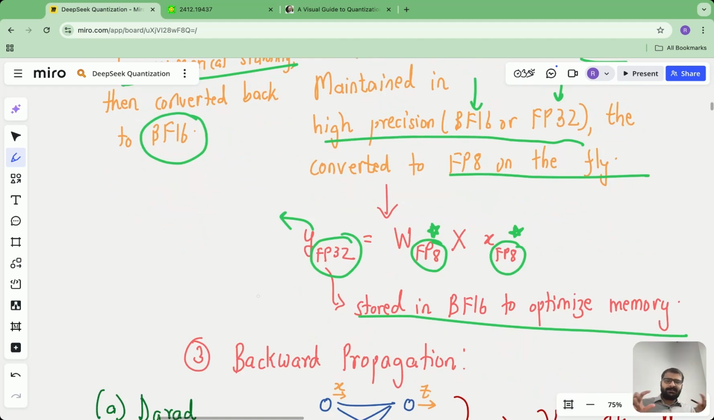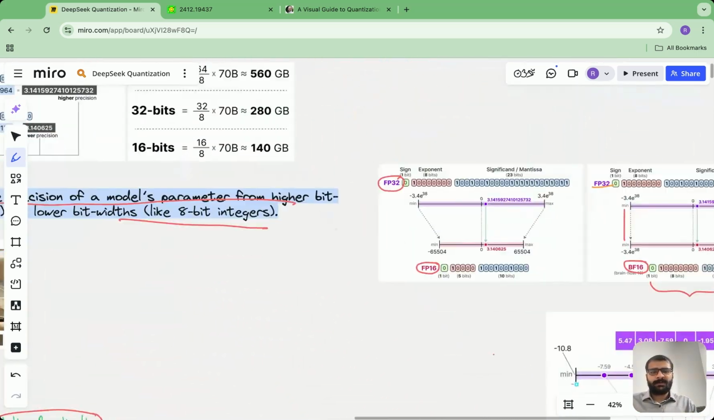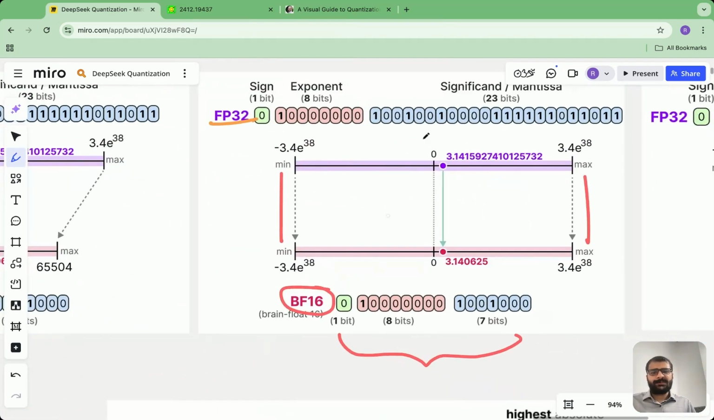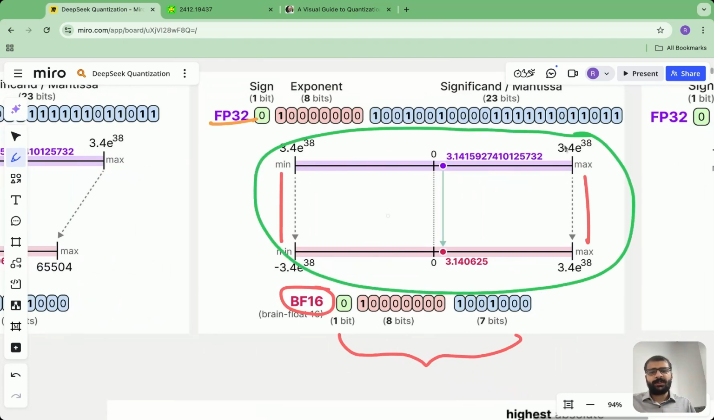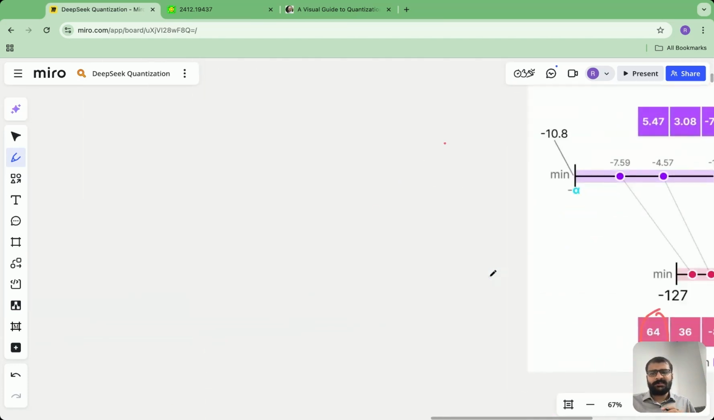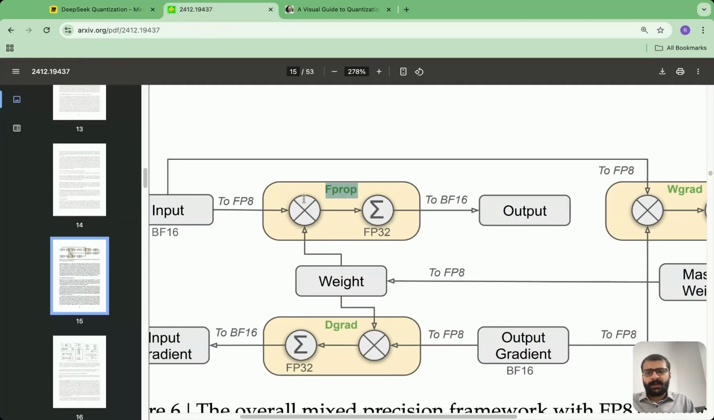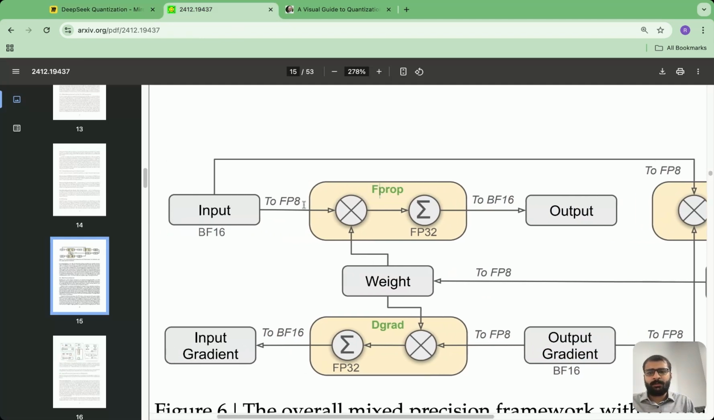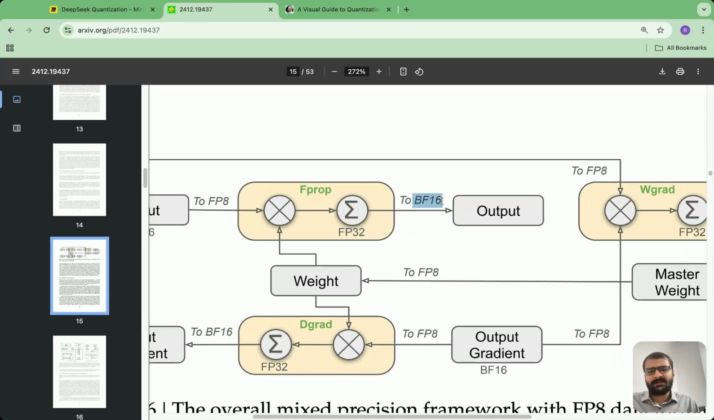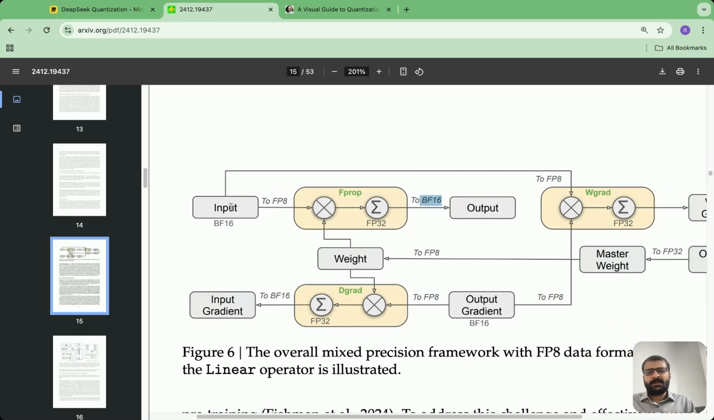Remember, BF16 has 16 bits and it covers the entire range of floating point 32, which we already saw over here. If you remember, this was the BF16 which we saw. It covers the same range as floating point 32, but it has 16 bits. So it takes up less memory compared to floating point 32. So now you'll be able to understand this f prop block over here, right? If you see, the f prop block has inputs which are floating point 8, weights which are floating point 8, the inputs and the weights are multiplied, and the output is initially computed as floating point 32, but it's stored in memory as BF16 or brain float 16. That's the way to interpret this f prop block.